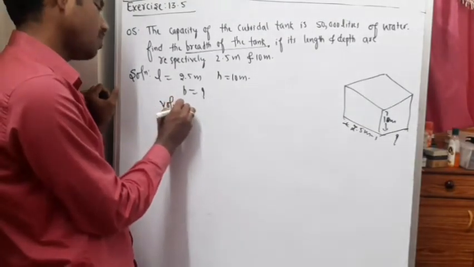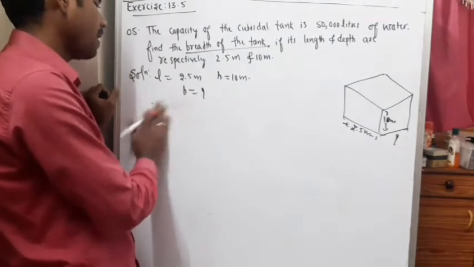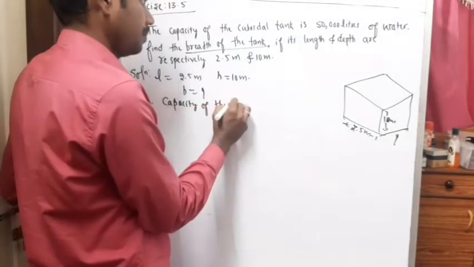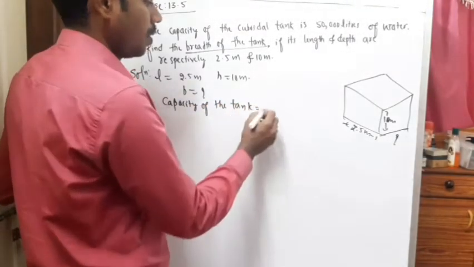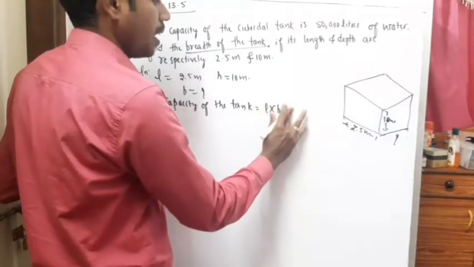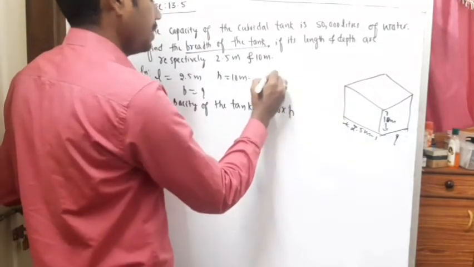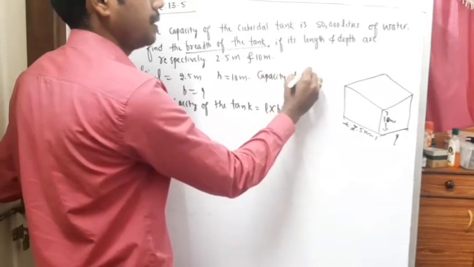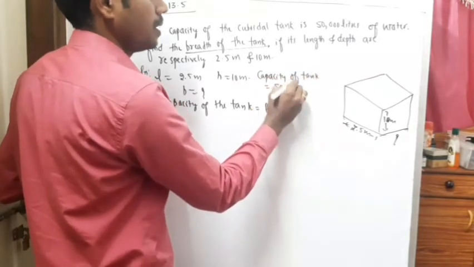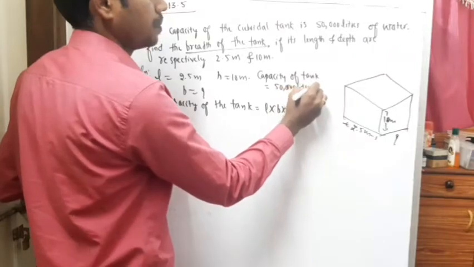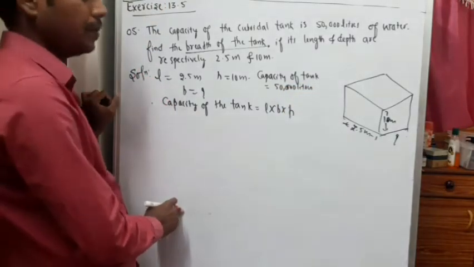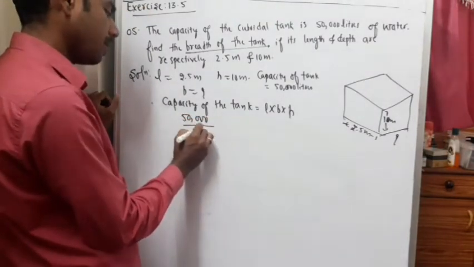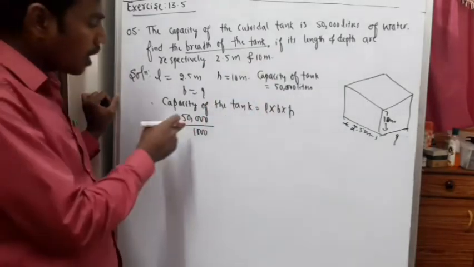Volume of the tank, or else capacity of the tank, both are one and the same. Capacity of the tank is equal to length into breadth into height. And they have given the capacity of the tank which is equal to 50,000 liters. Okay, but we need it in meter cube. So we need to divide it by 1000. 50,000 divided by 1000, because all the dimensions are in meter. I want to convert liter into meter cube.